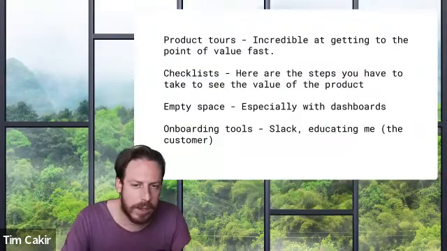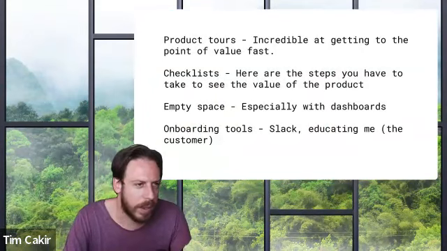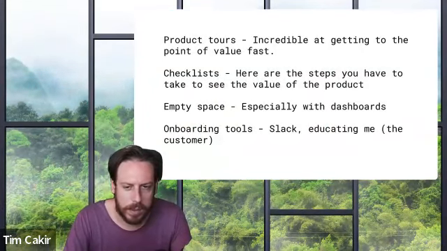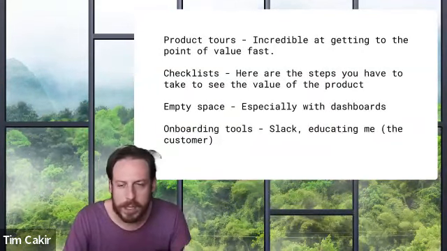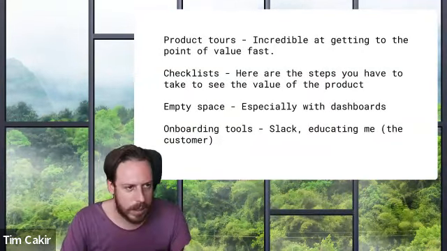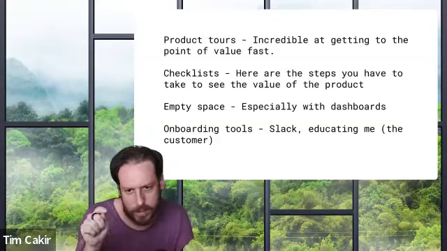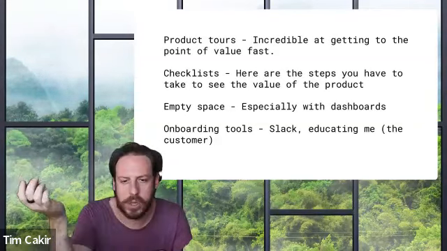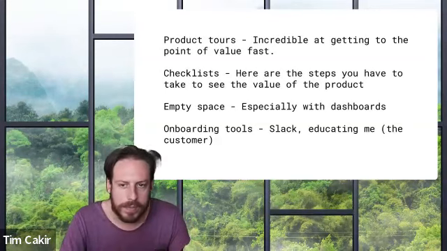Well, again, I just mentioned all this stuff, but it's the product tools, right? They're incredible at getting to the point of value first. Okay. Fast. Checklist. Here are the steps you have to take to see the value of the product. Do this, do that, do that. If you check these 5 check boxes, you're gonna see the value.